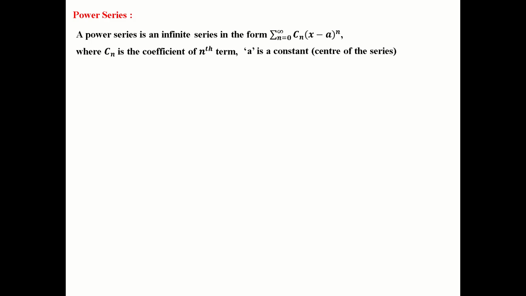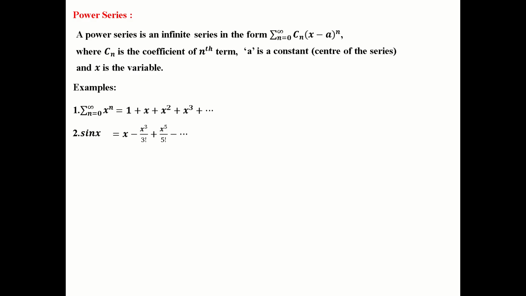And a is a constant, that is nothing but the center of the series. And x is a variable, the only variable is x. Example, summation x power n, 1 plus x plus x square plus x cube. Here the center is (x minus 0), and C0, C1, C2, C3 are 1 for all the terms.